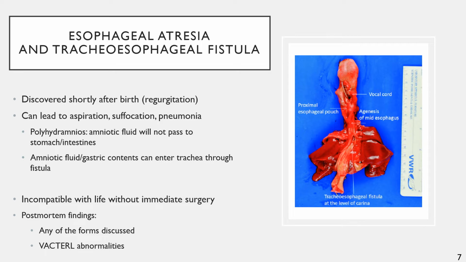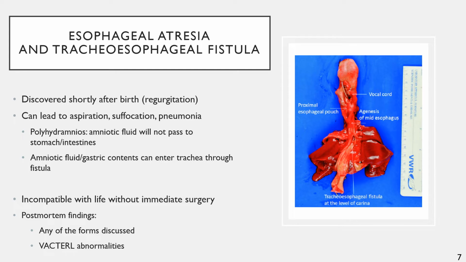Esophageal atresias are going to be discovered shortly after birth due to regurgitation after feeding as the first clue. And naturally, this serious defect can have serious consequences if not dealt with. For example, if gastric contents or amniotic fluid enter the trachea through that fistula, pneumonia can develop. Aspiration, suffocation, and polyhydramnios are also possible consequences. So after seeing the abnormal anatomy, it makes sense that esophageal atresias and tracheoesophageal fistulas are incompatible with life unless immediate surgery is performed.